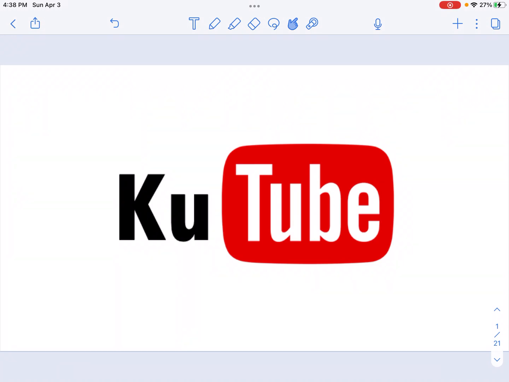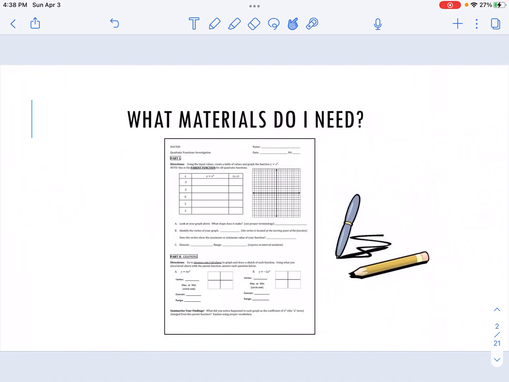Before we begin today, please make sure you have the following materials out. For today's lesson, you're definitely going to need a copy of today's notes as well as a pencil. Are you ready? Let's begin.